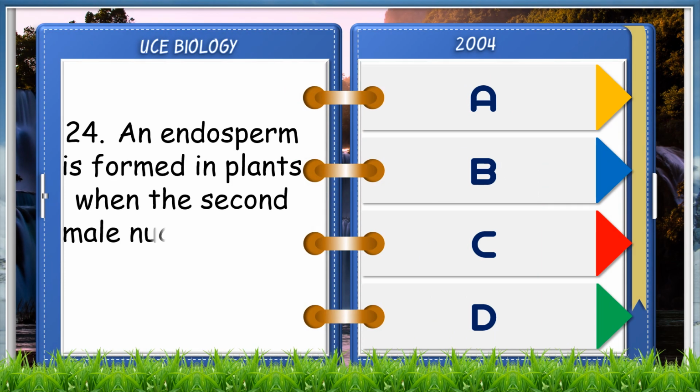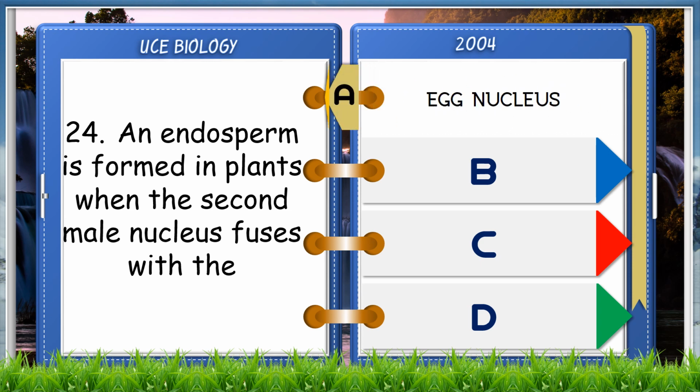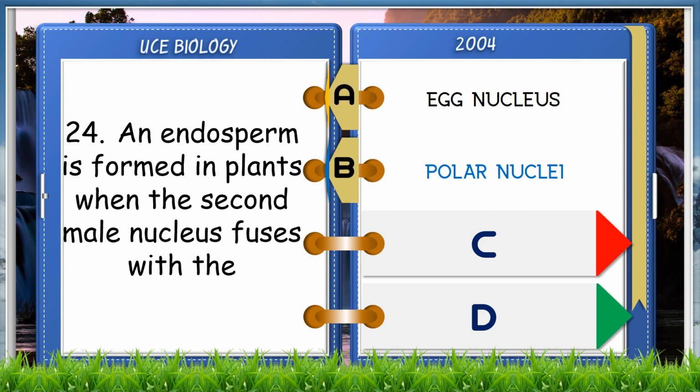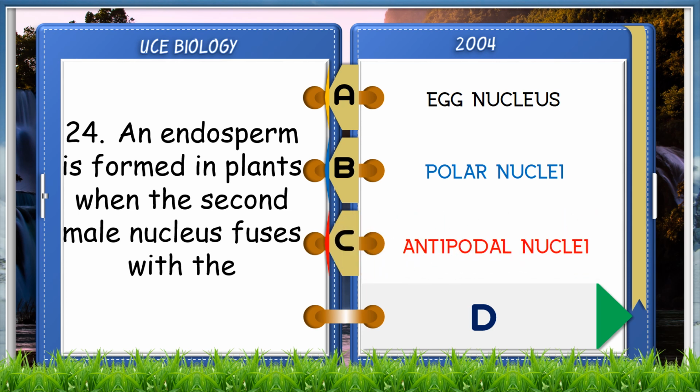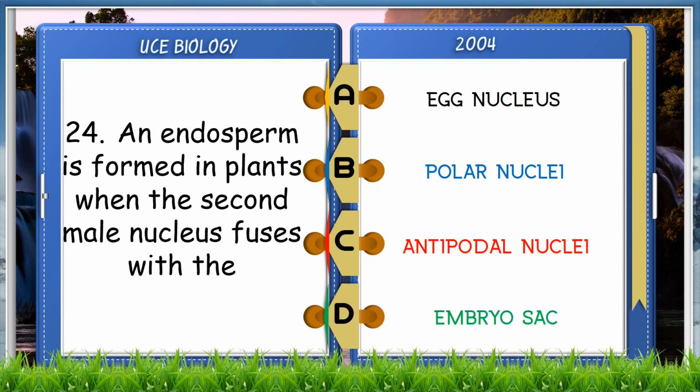An endosperm is formed in plants when the second male nucleus fuses with the A. Egg nucleus. B. Polar nuclei. C. Antipodal nuclei. D. Embryo sac. The answer is B. Polar nuclei.